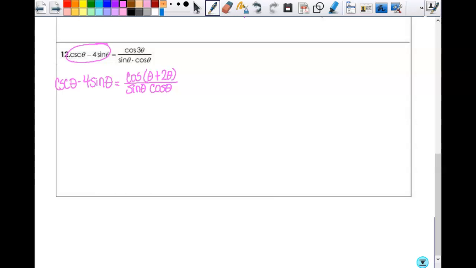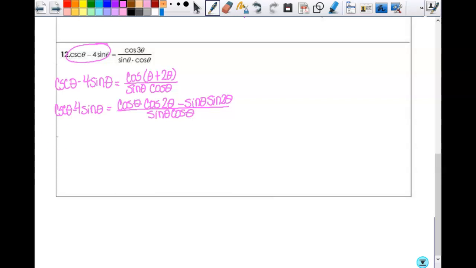So what I have now is I actually have cosine of A plus B. So I kind of forced it into that, which is something we have to decide to do sometimes. So cosecant theta times minus 4 sine theta equals cosine of A plus B. And so when I find that on my chart, that is going to give me the cosine of A, so that's cosine theta times cosine 2 theta minus sine theta times sine 2 theta, all over sine theta cosine theta.